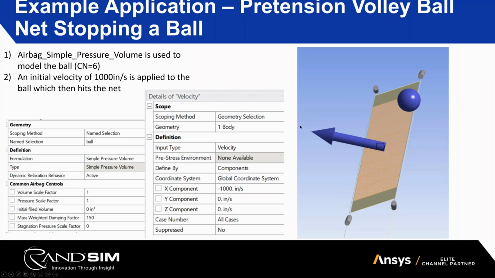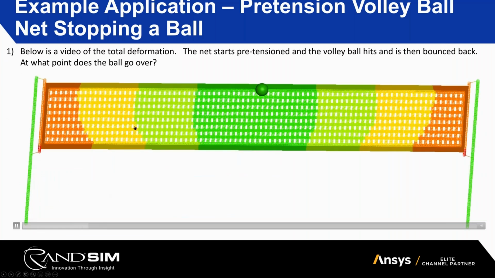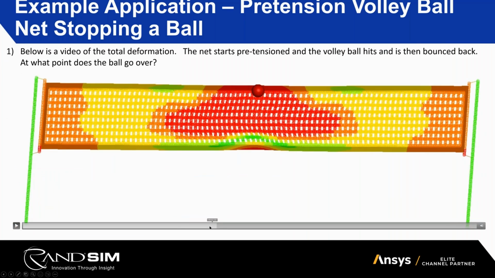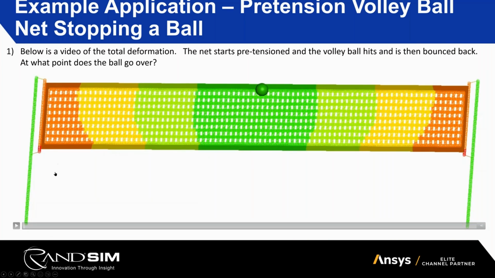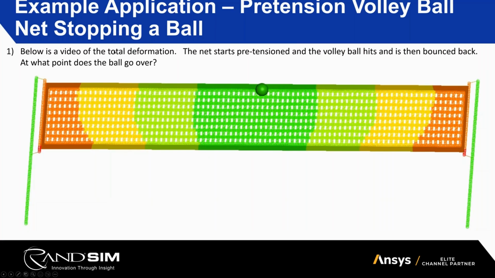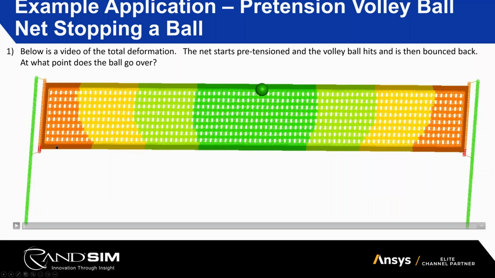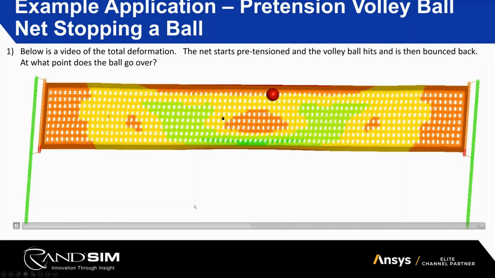Something pretty close. Okay, so you can sort of see at the very beginning, right? Before I go over too much, this is the post here, this is the post here. You can see the net, this is the total deformation plot, right? The net is being stretched on the left-hand side, being stretched on the right-hand side. It tells me it's pre-tensioned. Right, and then as the volleyball hits it, it's going to stretch and then bounce the ball back.